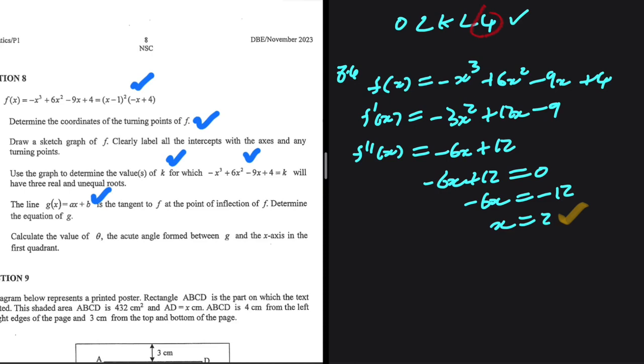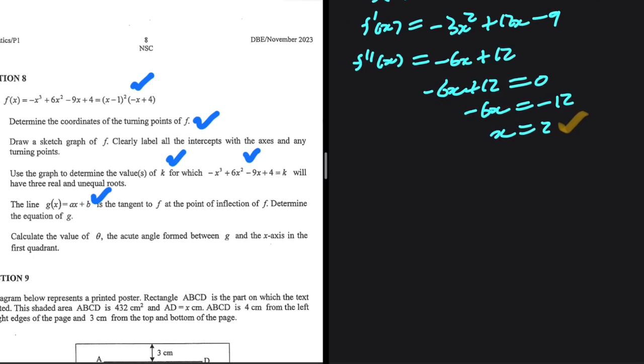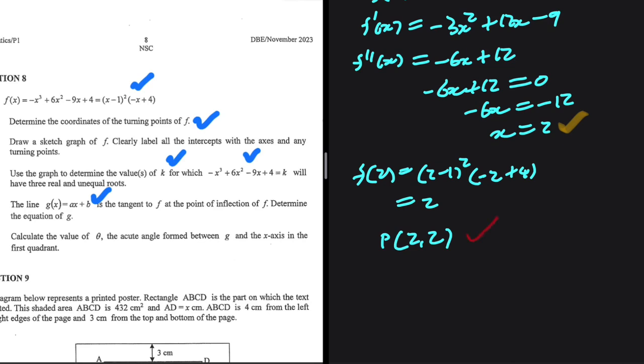We can substitute this x value into f(x) and find the corresponding y value at the point of inflection. f(2) = -(2)^3 + 6(2)^2 - 9(2) + 4, which is equal to 2. This is the point of inflection: the x value is 2 and the y value is 2.